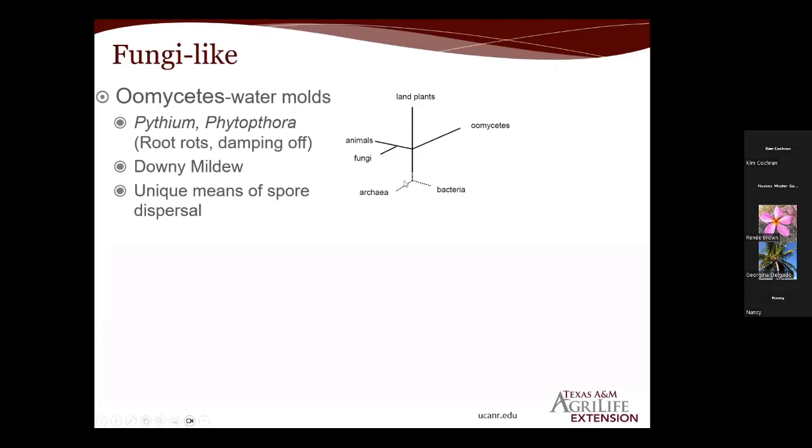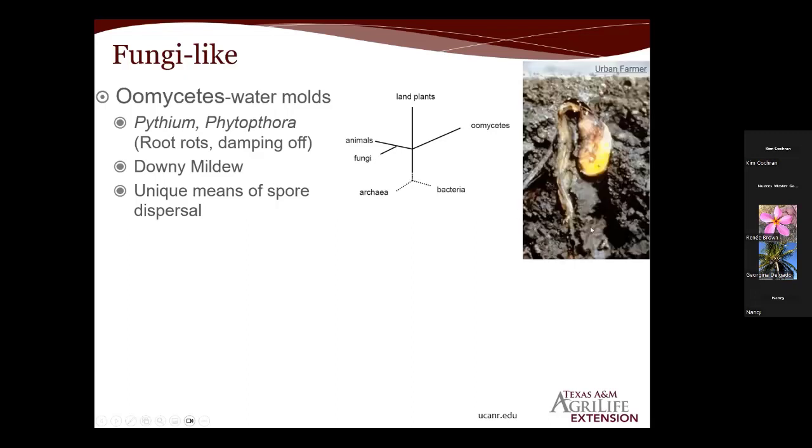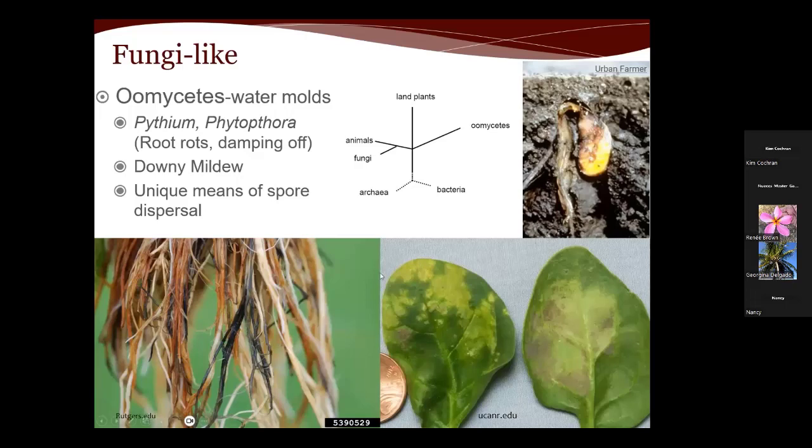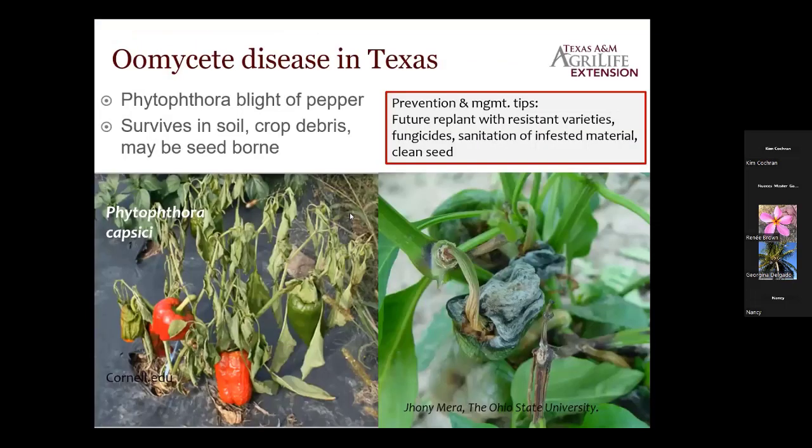All right, so on to fungi-like. Oomycetes are water molds, and back in the day they used to be grouped with fungi, but in the past 20 years they've been broken out further away from the taxonomic relatedness of true fungi. This includes downy mildew, and they have a very unique means of spore dispersal. We see a lot of damping off with oomycetes and root rots as well. And there's the classic downy mildew on spinach, which is a really big problem in spinach production, both here and across the US and internationally.